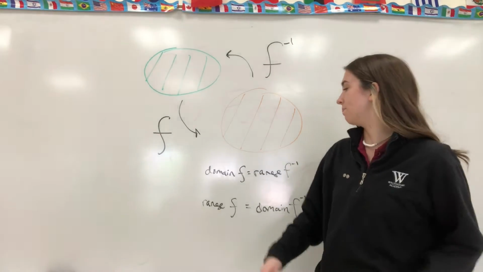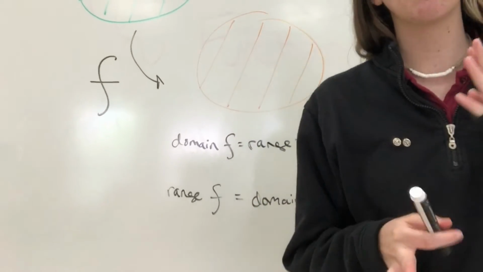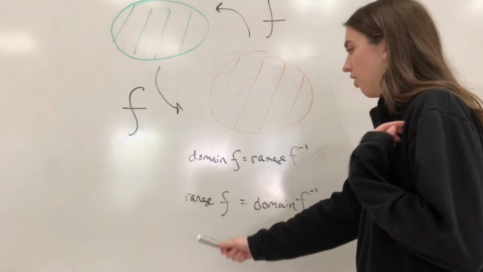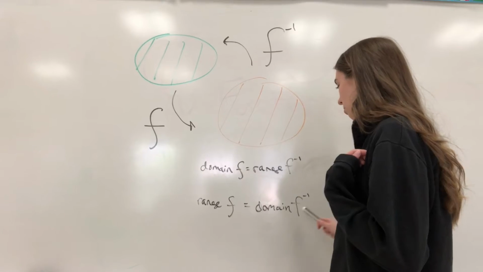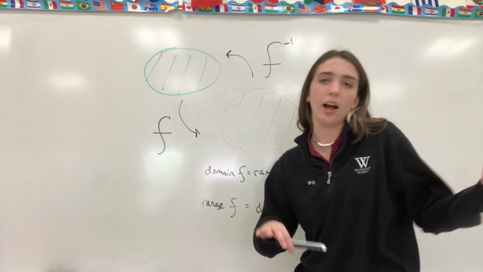So the domain of f is gonna equal the range of the inverse function, and vice versa. So the range of the function is going to equal the domain of the inverse function. So x is going to equal y, and y is going to equal x, and blah, blah, blah.